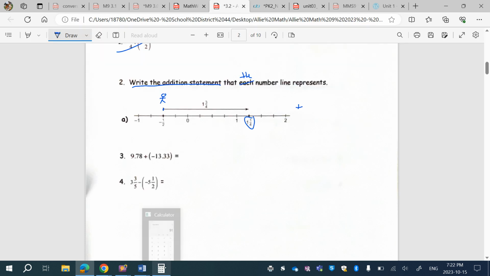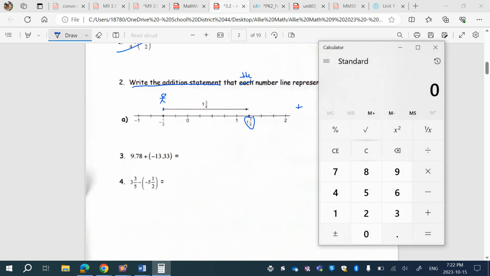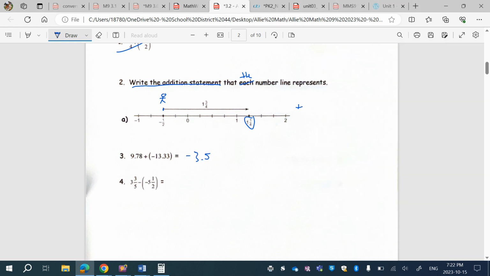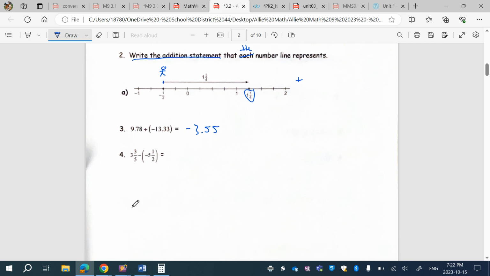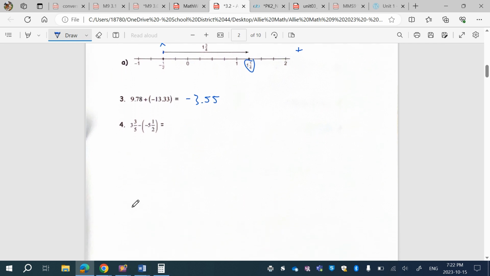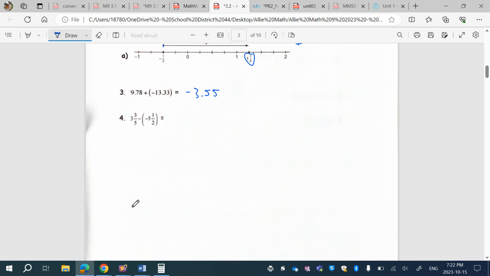But honestly, I would do this in my calculator. 9.78 plus 13.33, that's a negative, is going to end up with, there you go, negative 3.55. And our last one, we're going to need to take a few steps. We need to convert both of these into an improper fraction, and then we're going to have to find a common denominator. So let's do that.